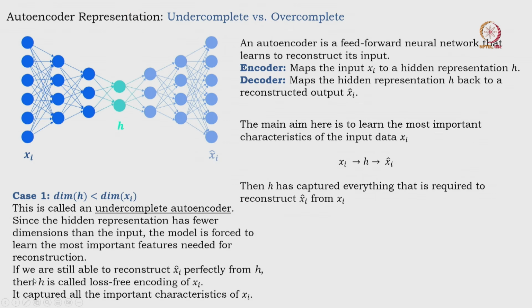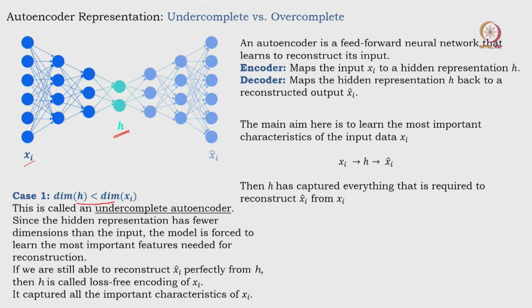The answer is yes. The first one we call an undercomplete autoencoder. What is undercomplete? It is where the dimension of H is less than the dimension of the input. This is an important concept, and I want everyone to focus here. The dimension of H, the latent representation, is smaller than the dimension of the input. If we go for this, we call it an undercomplete autoencoder.